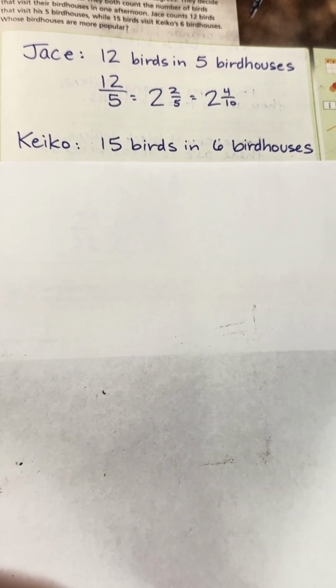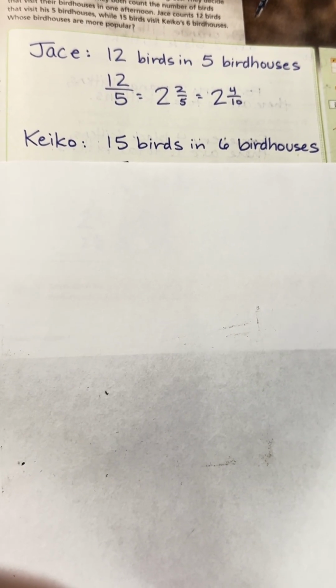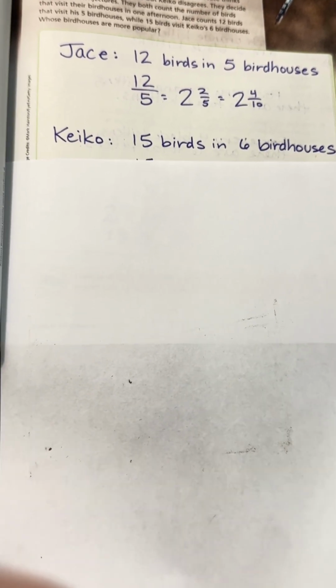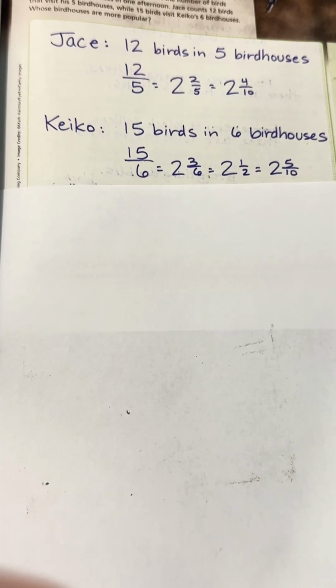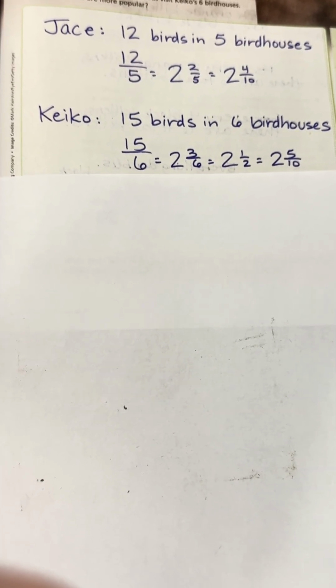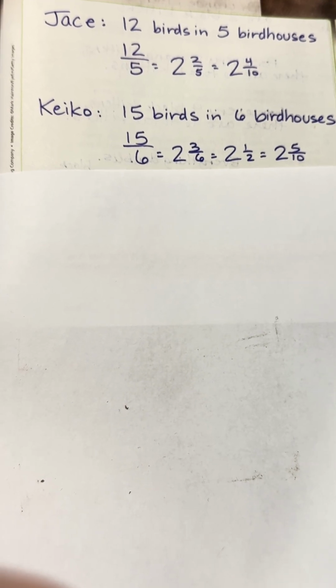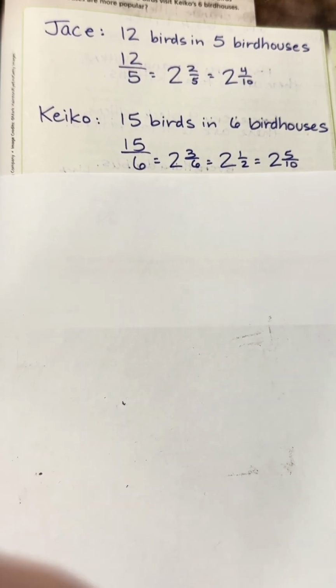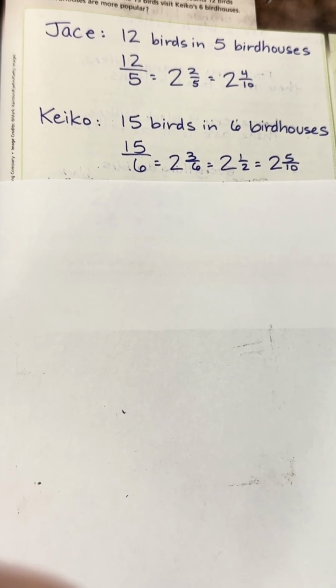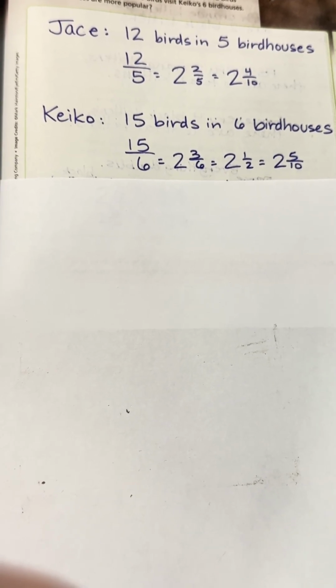So they're equivalent ratios. The next thing you're going to want to do is write in Kiko. So Kiko has 15 birds and 6 birdhouses. And again, you're going to make a ratio out of it. So you're going to make an improper fraction. So it's going to be 15 over 6 is equal to 2 3/6, which is the same thing as 2 1/2. And this is why you want to set it equal to tenths, because in order to compare this, you're going to need to have them be equal. You're going to have them be the same denominator.